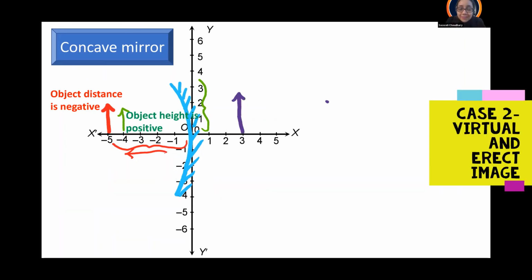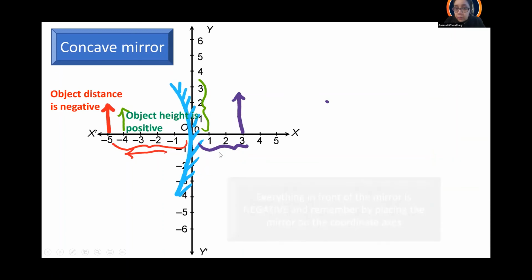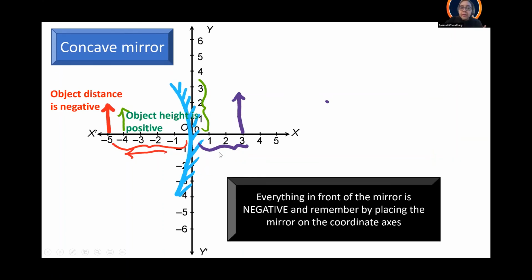The second case is also the concave mirror, but where it is forming a virtual image. For a virtual image, the image is formed behind the mirror, right? And it is forming on the positive x-axis. Everything in front of the mirror is negative and everything behind the mirror is positive. So here both the image distance as well as the image height are positive.